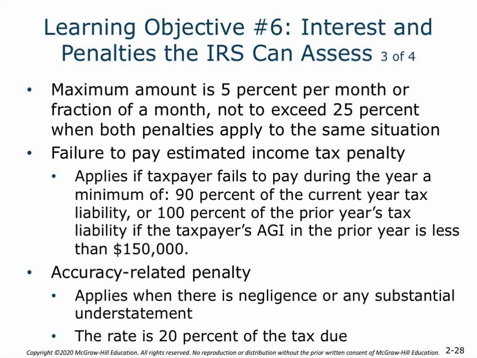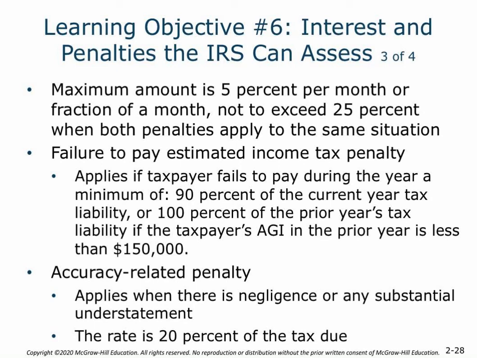So you either have to make payments adding up to 100% of what the prior year's amount is, using the prior amount as your estimate for what you should be paying this year. Or if you are estimating it a different way, you need to get within 10% of being correct. So you need to get 90% of what the current year's tax liability is.